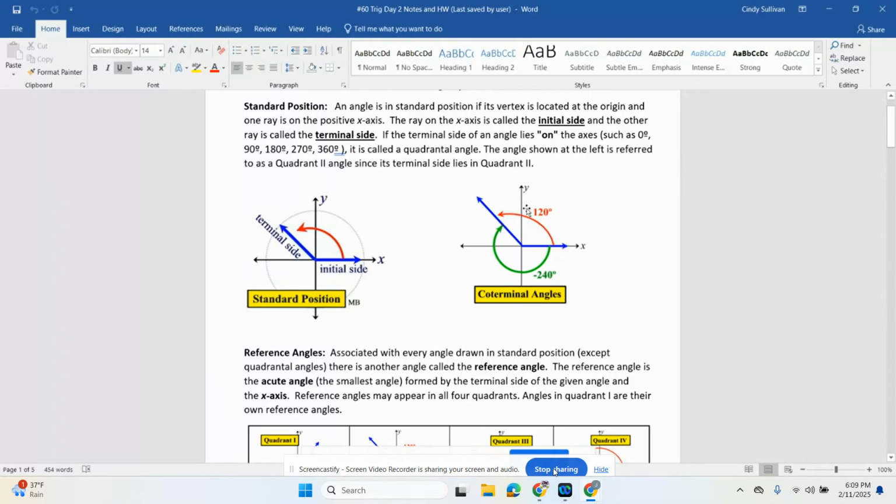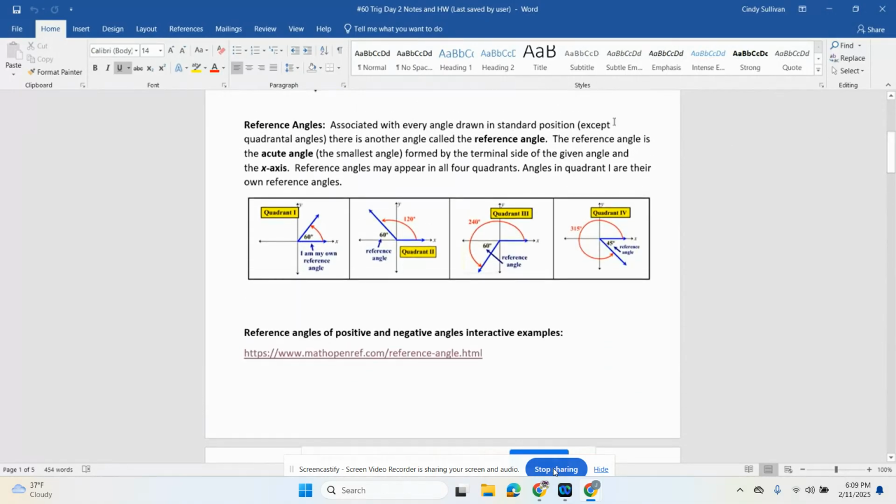If the angle is 0, 90, 180, 270, or back at 360, those are called quadrantal angles if they're on the x and y axis. This particular angle is in quadrant 2. So if we go down here, this angle is in quadrant 1, quadrant 2, this one ends in quadrant 3, this one ends in quadrant 4.